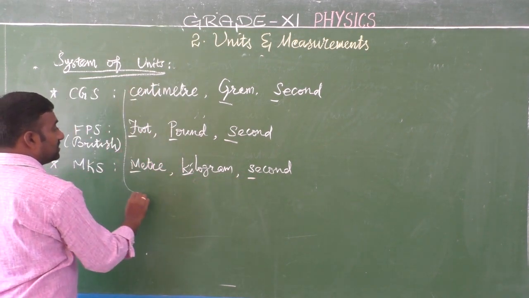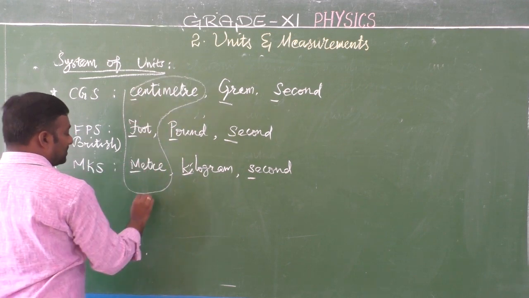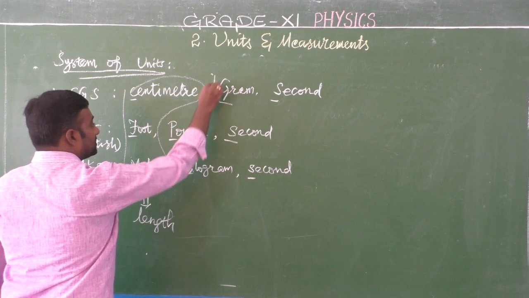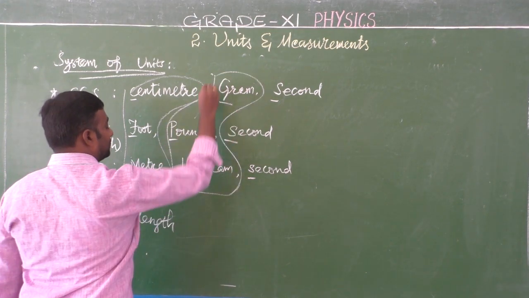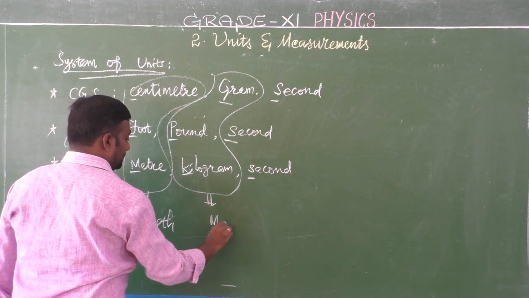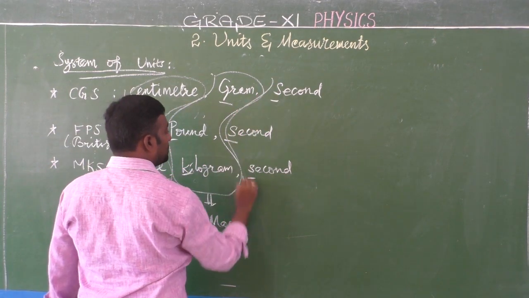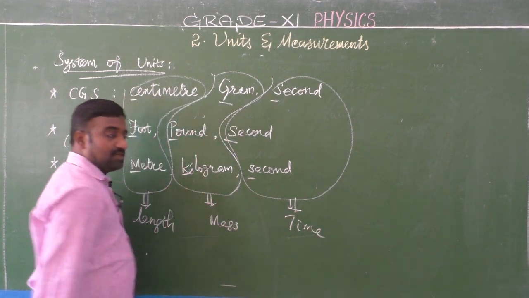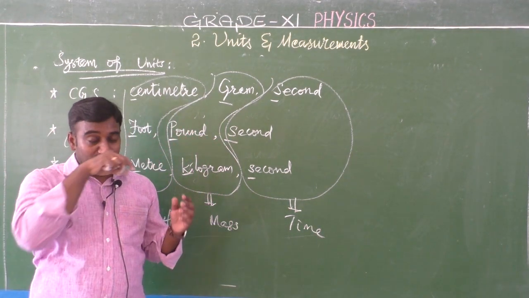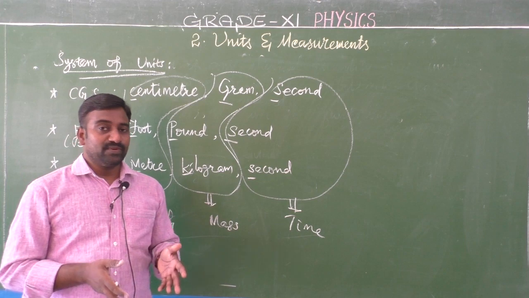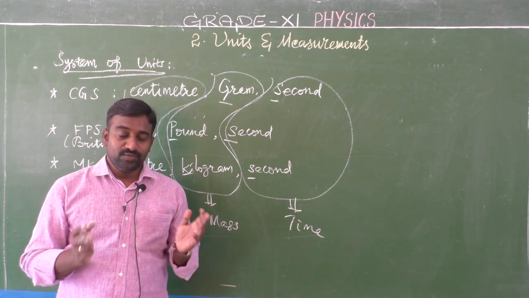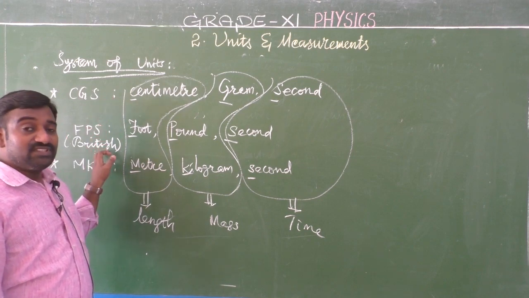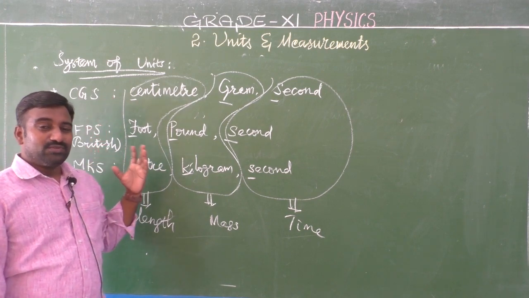So here these are the units to measure the length, and these are the units they use to measure mass, and these are the units they use to measure time. So there is no uniformity, because all over the world different people started using different systems of units. These are the 3 different systems of units they used. So there was a confusion.